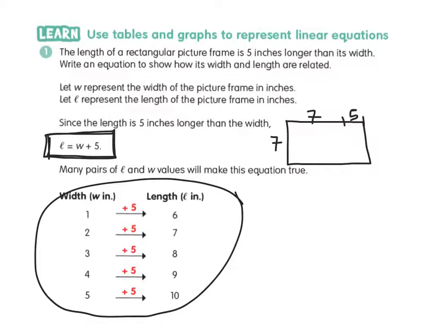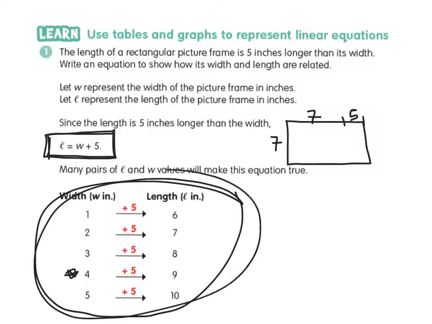Maybe the width is 1. In that case, 1 plus 5 would give us the length of 6. Maybe the width is 4. In that case, 4 plus 5 would give us the length of 9. You can take these examples here and you can write them in a table. This is what the table would look like.